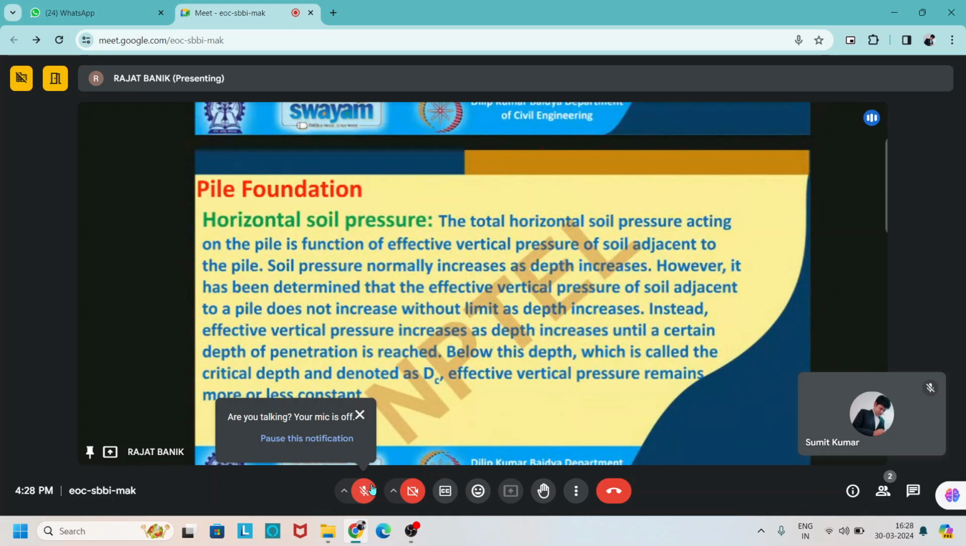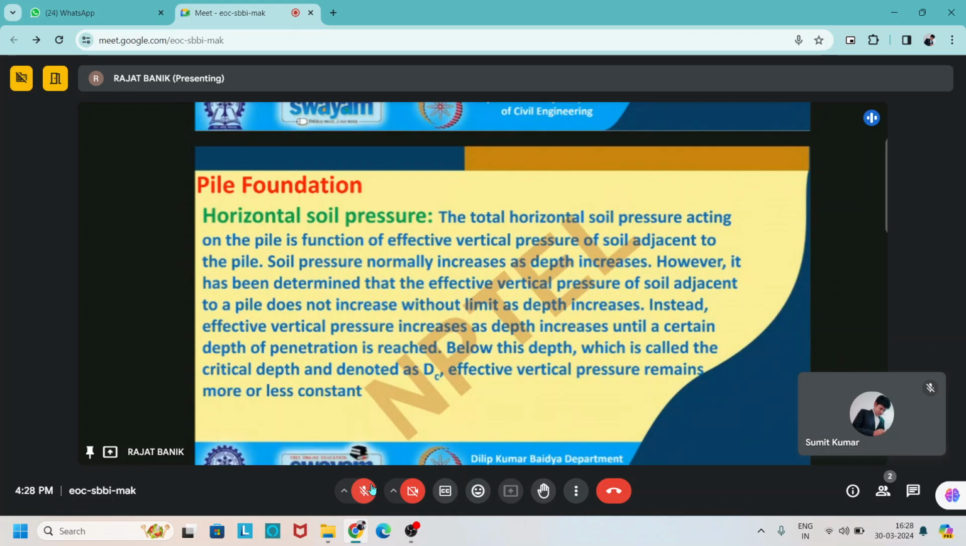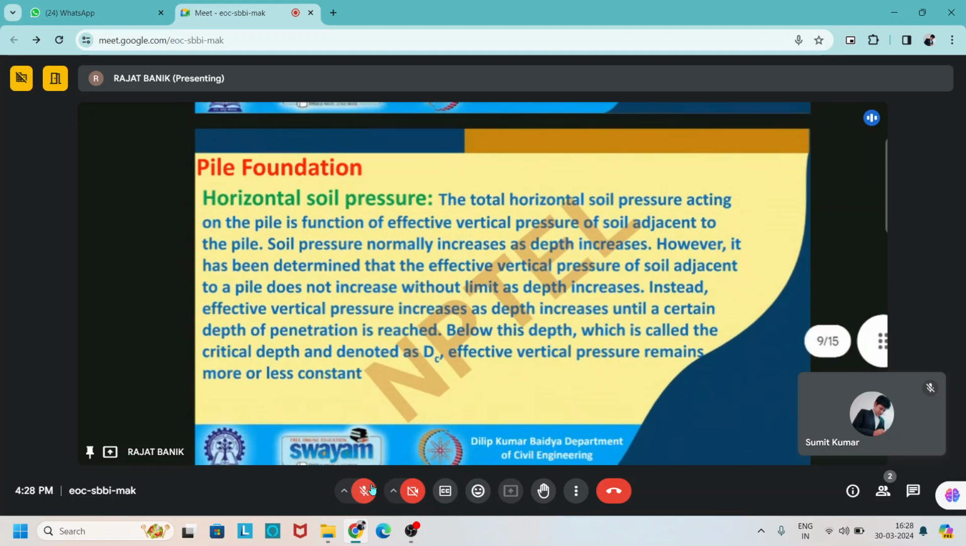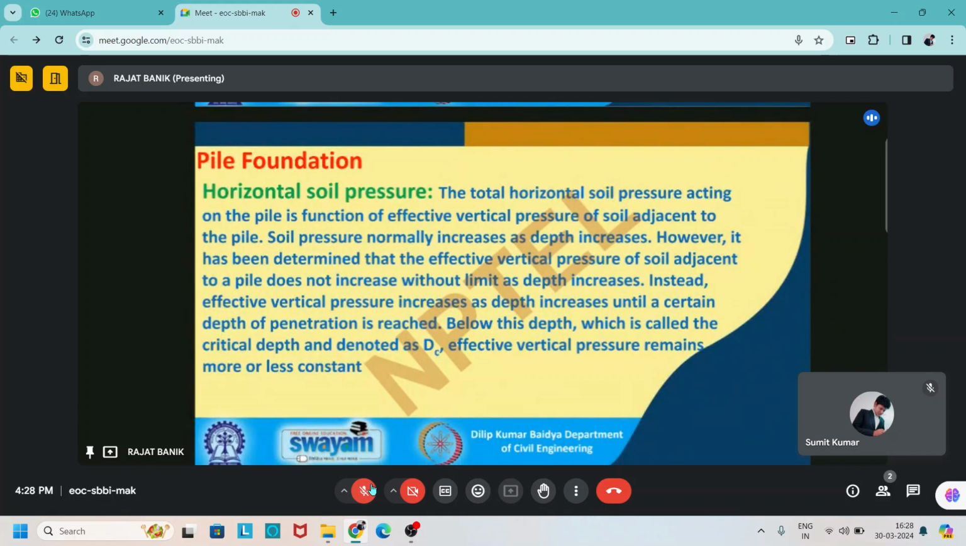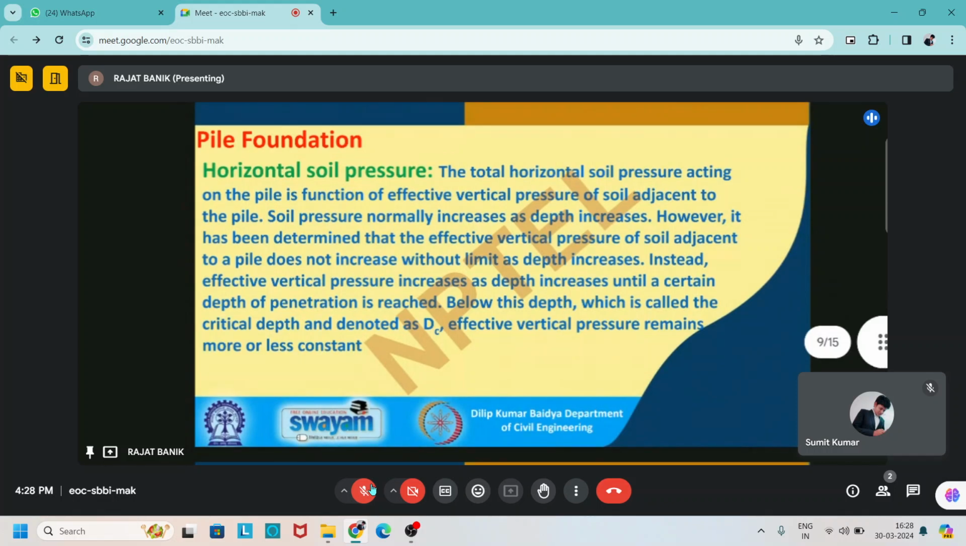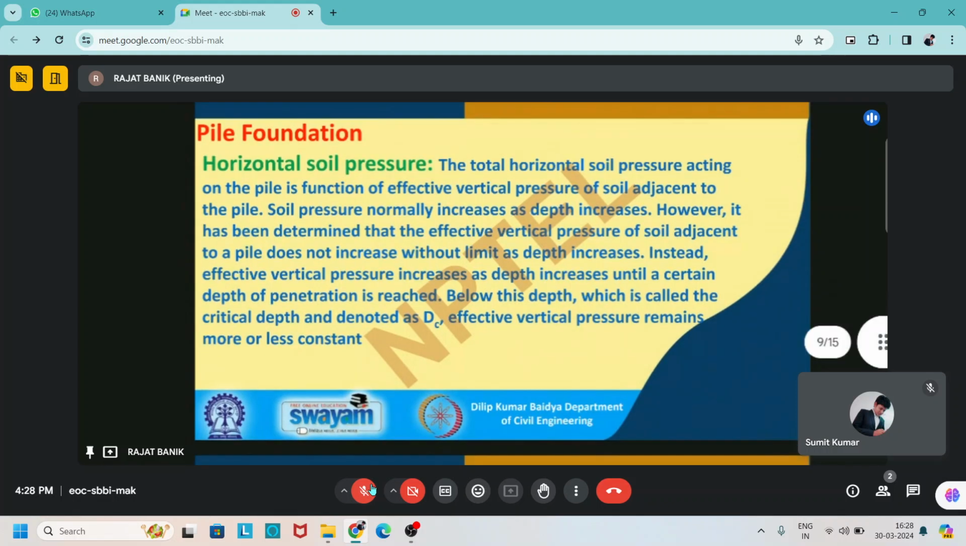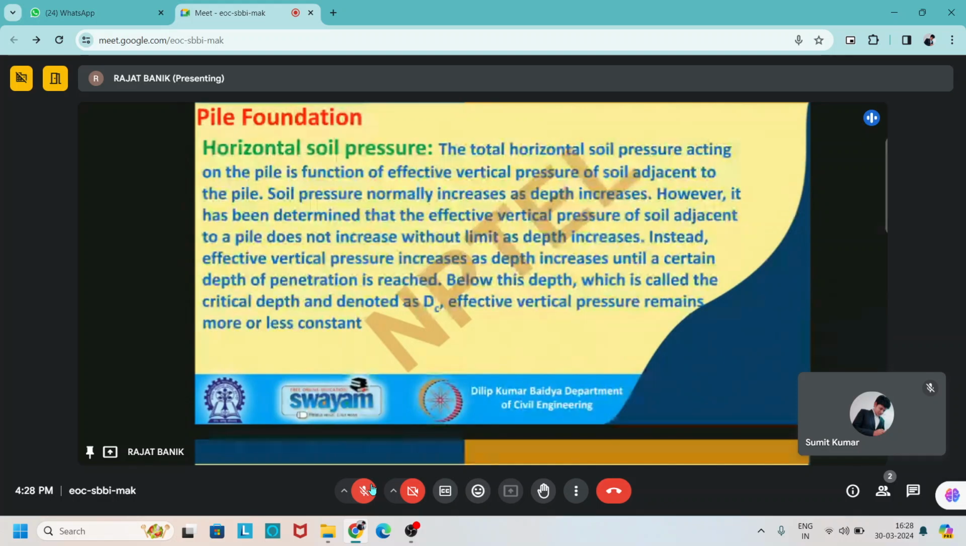Then there is one note given, that is horizontal soil pressure. The total horizontal soil pressure acting on a pile is a function of the effective vertical pressure of the soil adjacent to the pile. The soil pressure normally increases as the depth increases. However, it has been determined that the effective vertical pressure of soil adjacent to a pile does not increase without limit as the depth increases. Instead, it increases until a certain depth of penetration is reached. Below this depth, which is called the critical depth and denoted as Dc, the effective vertical pressure remains more or less constant. So you see that there is one term, critical depth.